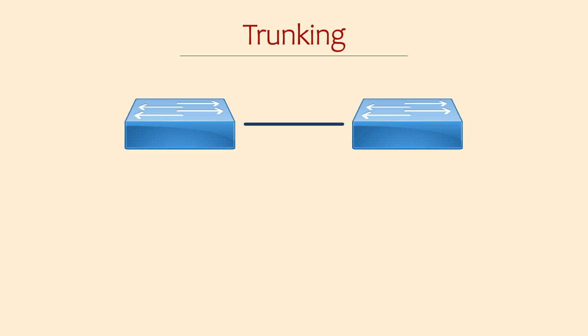Trunk ports are capable of carrying more than one VLAN at a time. They do this by adding a VLAN ID to each frame. There are two possible ways of doing this. The old way uses a protocol called ISL. This is out of date, so we're not going to look at that any further. The right way to do it these days is with an encapsulation standard called 802.1Q.